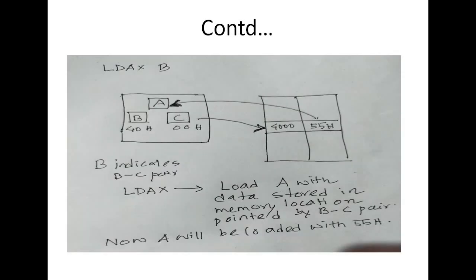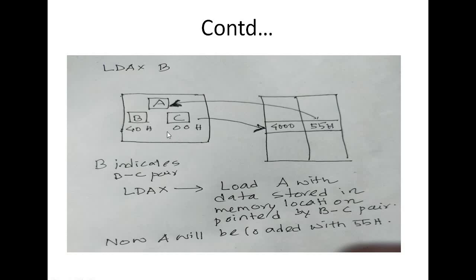Now we write LDAX B. What does LDAX mean? LDAX B means A has to get the data from the memory location pointed by the BC pair. Clear? Load A with the data stored in the memory location pointed by the BC pair. So which memory location is pointed by the BC pair?